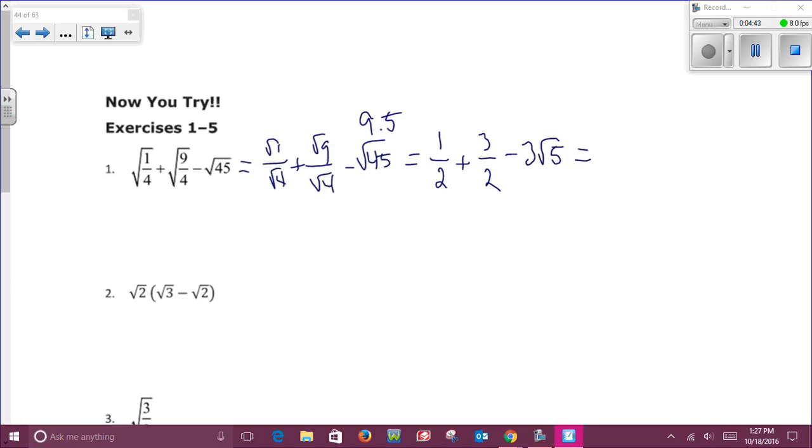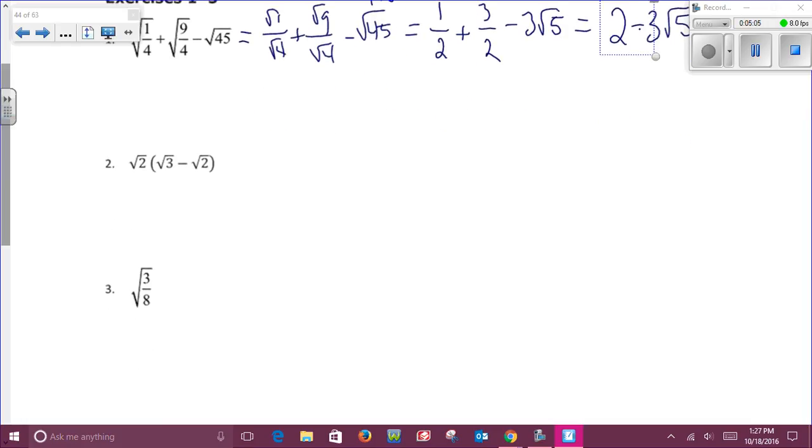So I'm going to combine my like terms. My first 2 terms are like because they're both halves, 1 half and 3 halves, and when I add 1 half plus 3 halves, I get 4 halves, and 4 halves is really just 2. And then I can't combine it with the 3 radical 5, so I just write 2 minus 3 radical 5.